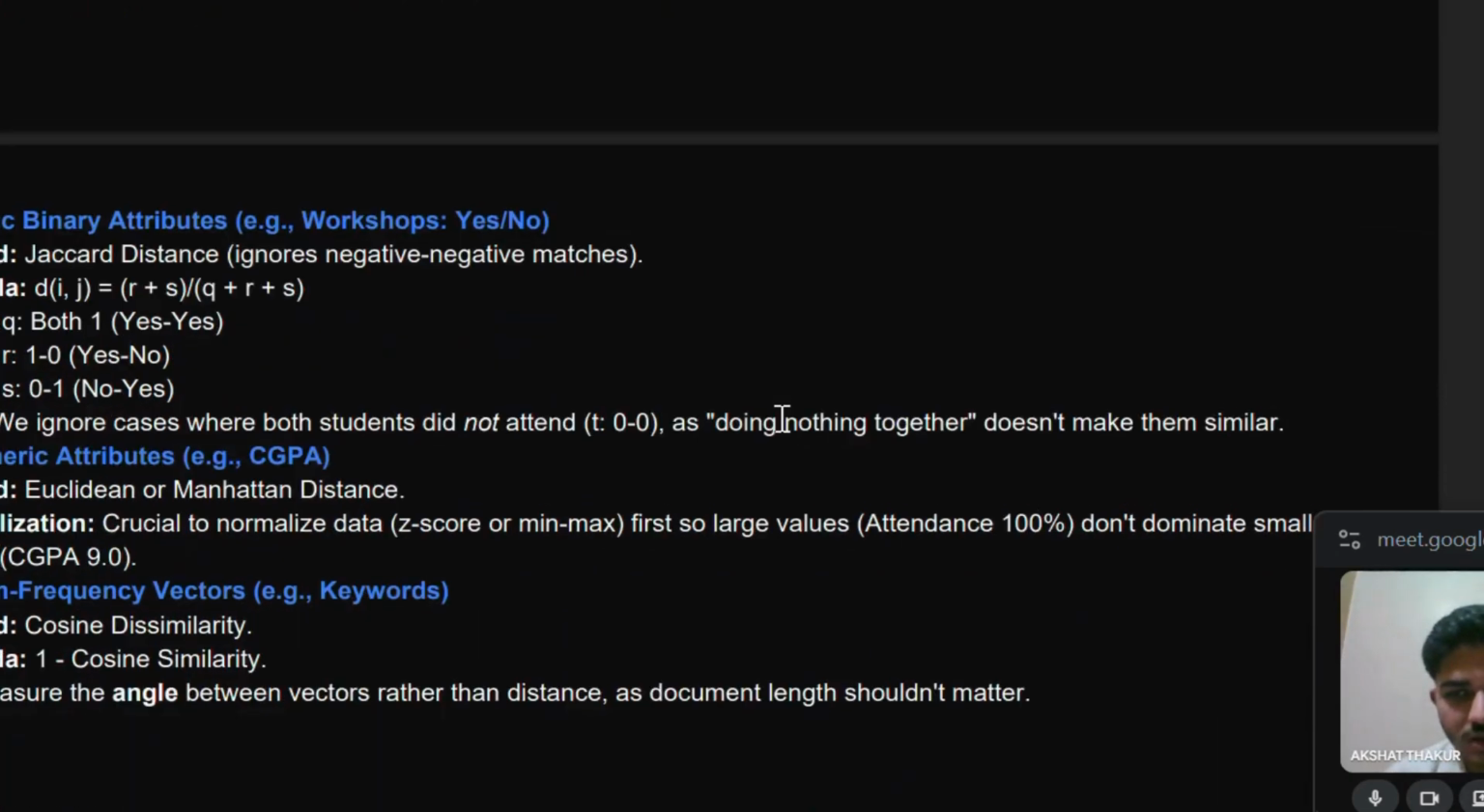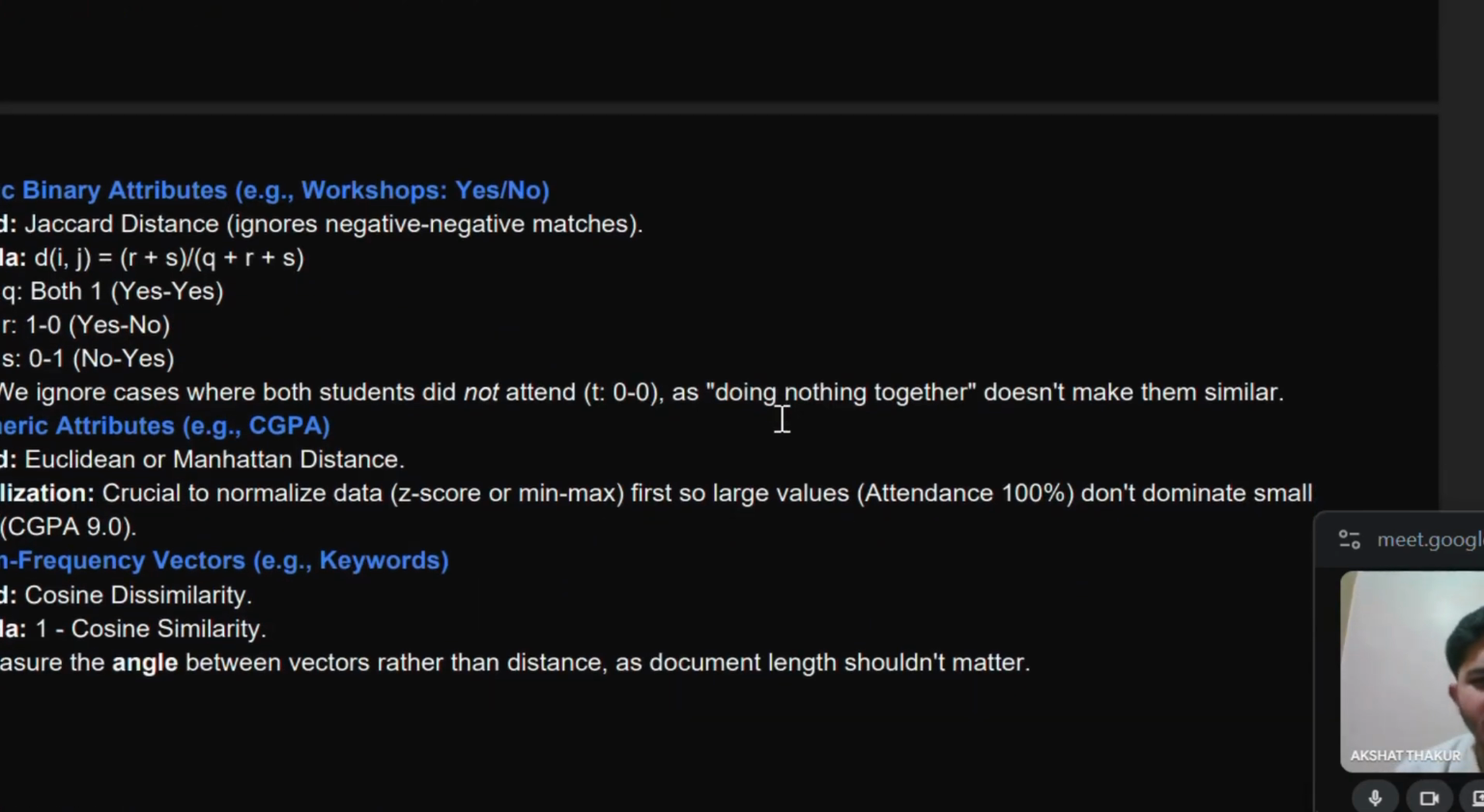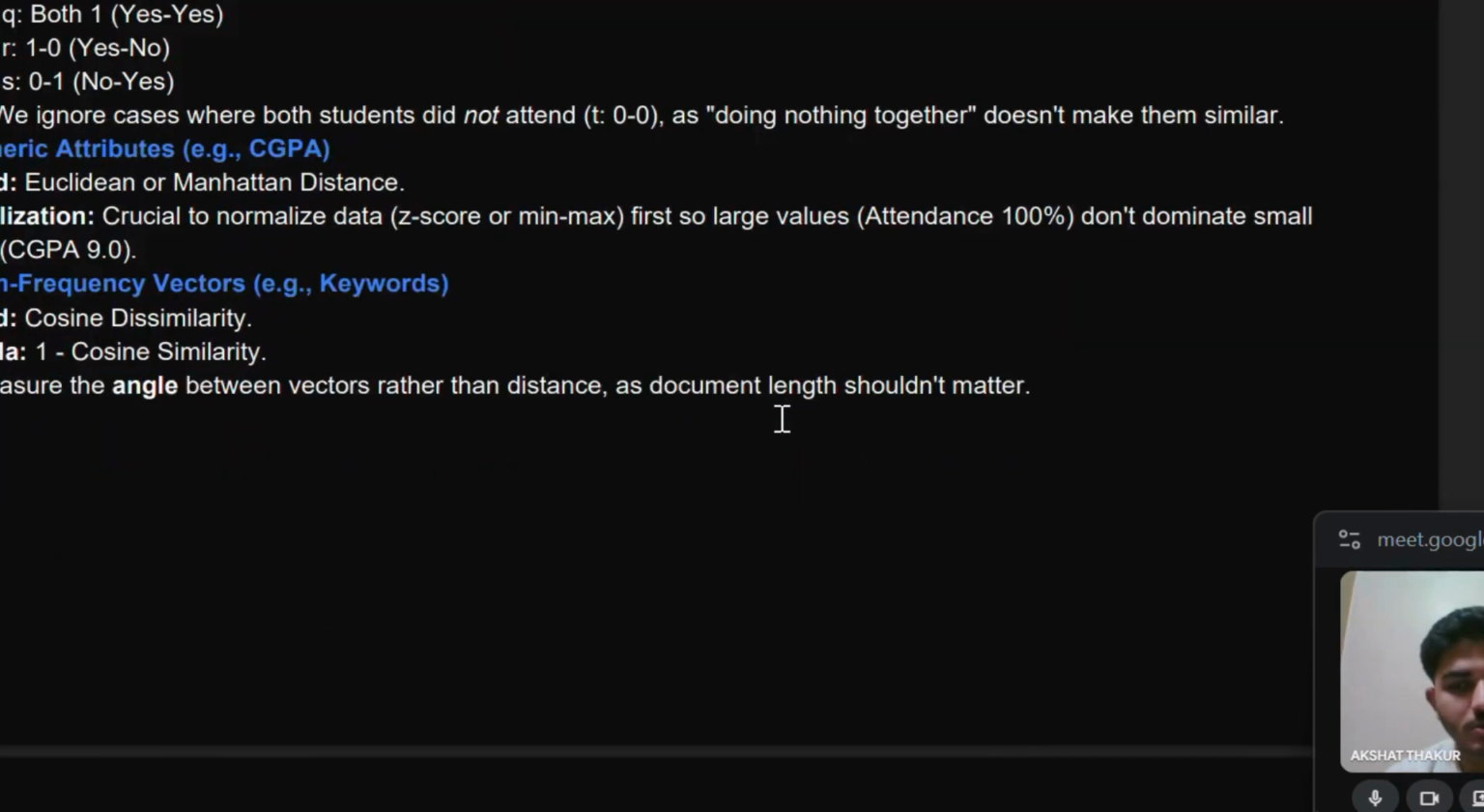Moving to the third, numeric attributes. Euclidean or Manhattan distance we calculate in this. It is crucial to normalize the data, z-score, so that large values don't dominate small values, like CGPA 9.0. For term frequency, the method is cosine similarity, formula 1 minus cosine similarity. We measure the angle between vectors rather than the distance, as document length shouldn't matter.